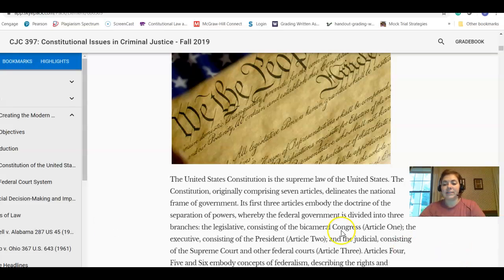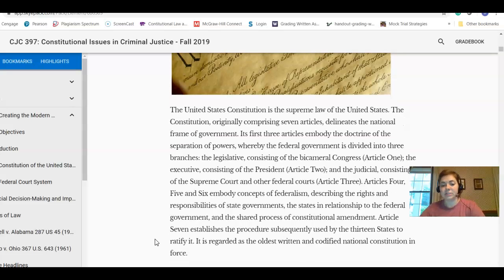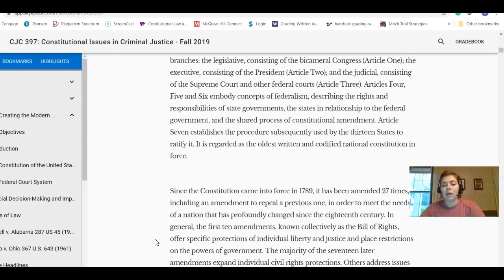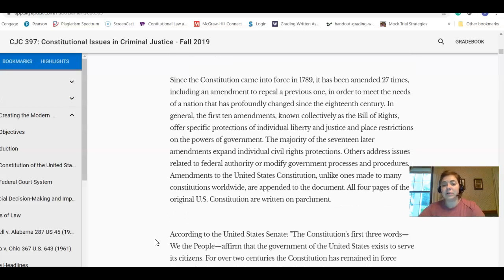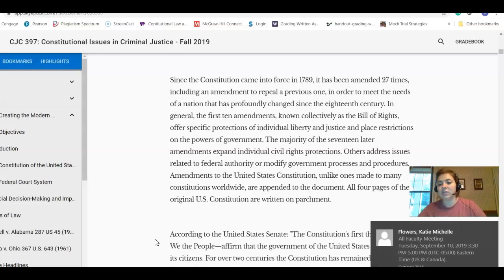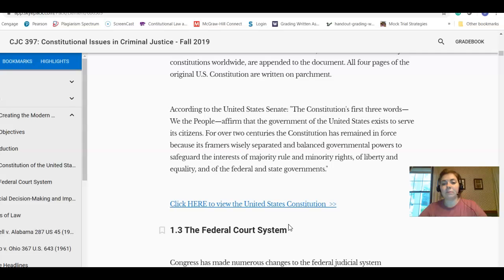Articles 4, 5, and 6 all relate to federalism, the rights and responsibilities of state governments, and the process of amending the Constitution. The Constitution has been amended 27 times, but the first 10 came together in the Bill of Rights. And those are where we're going to be spending our time, with the addition of the 14th Amendment, which was adopted in the post-Civil War era.